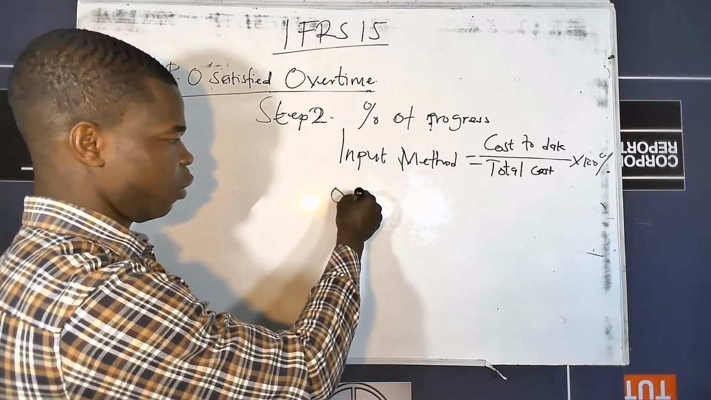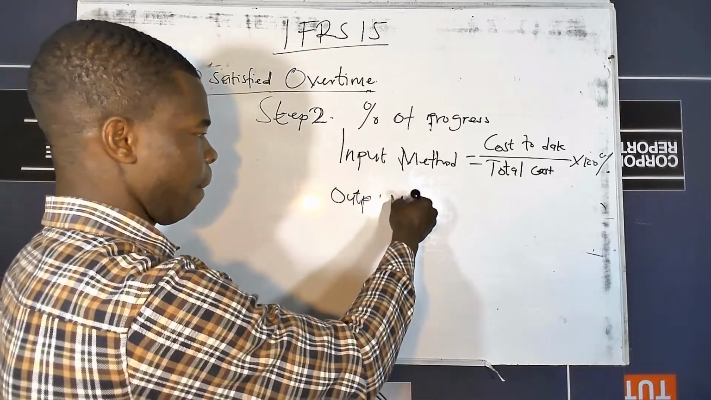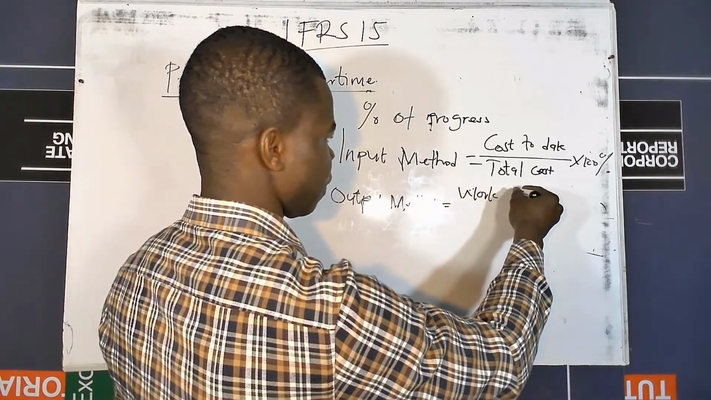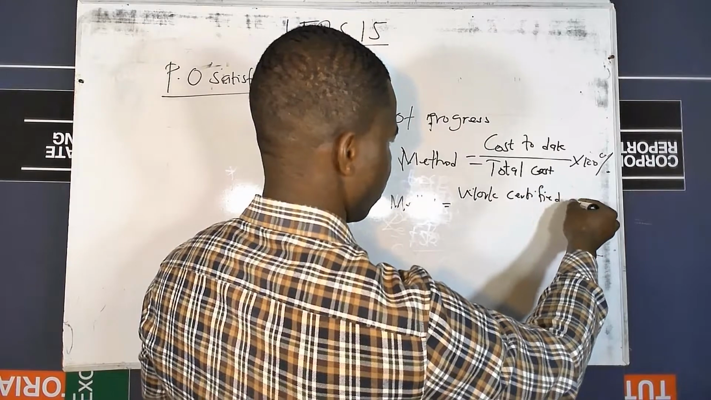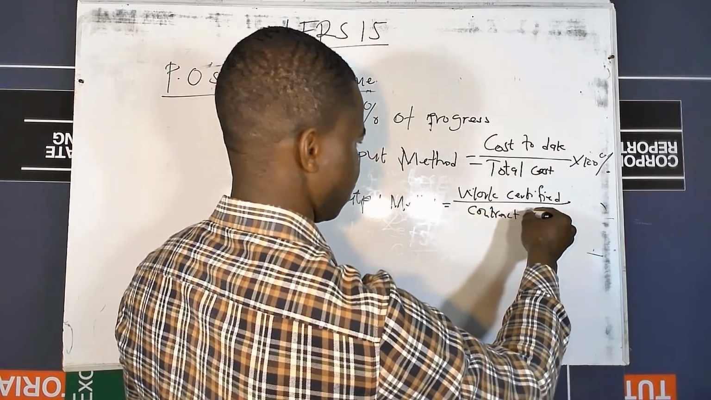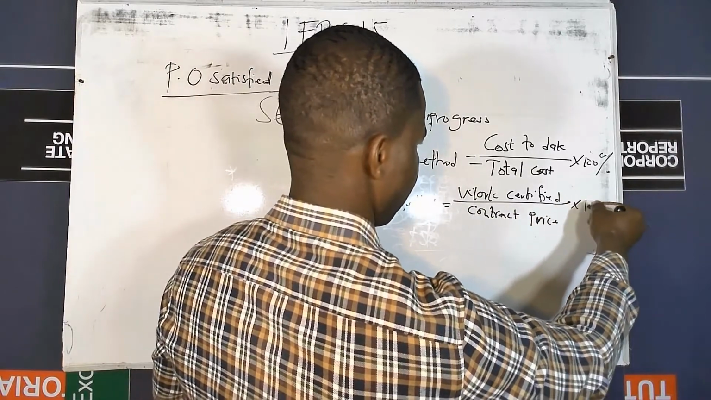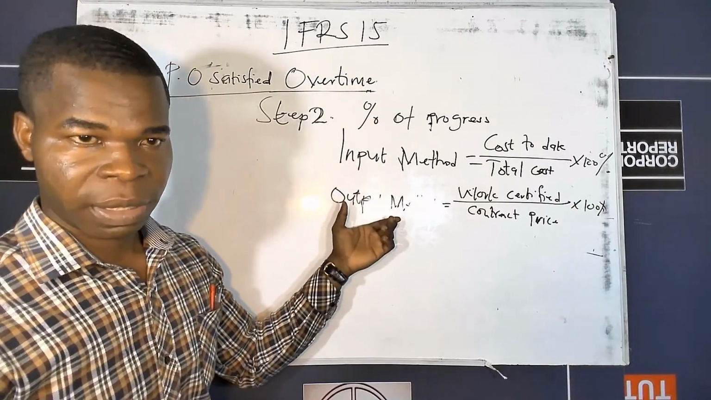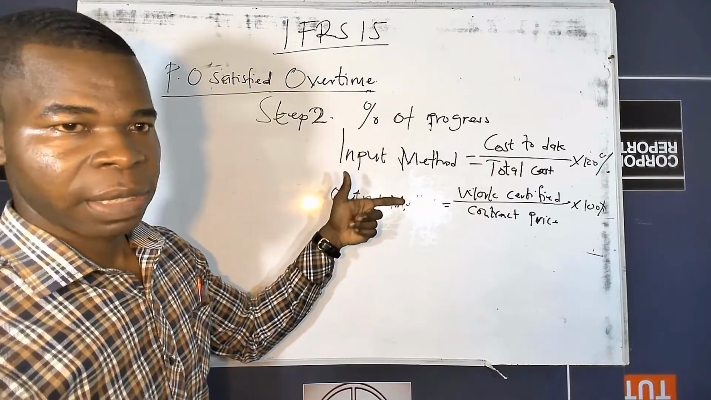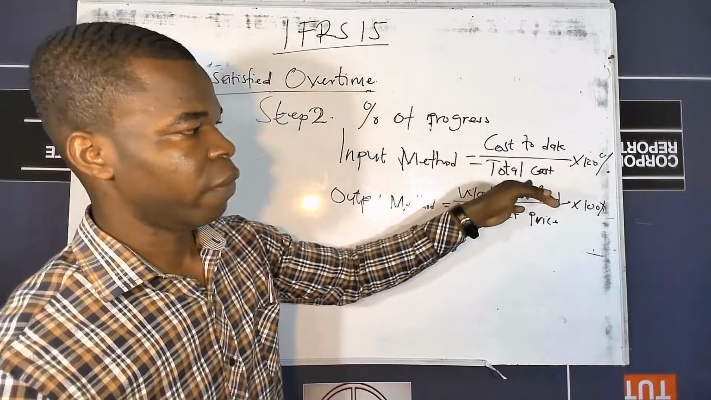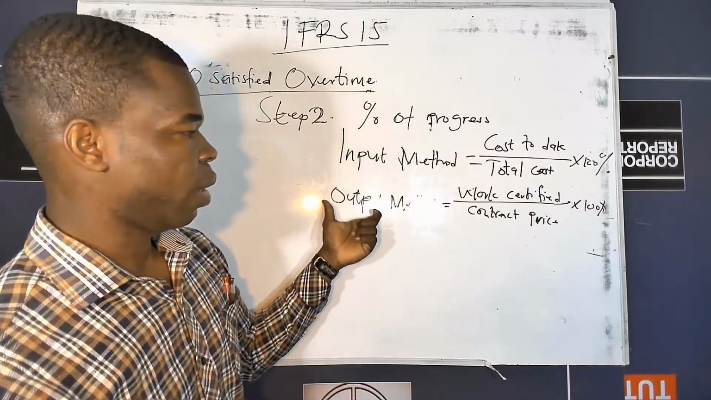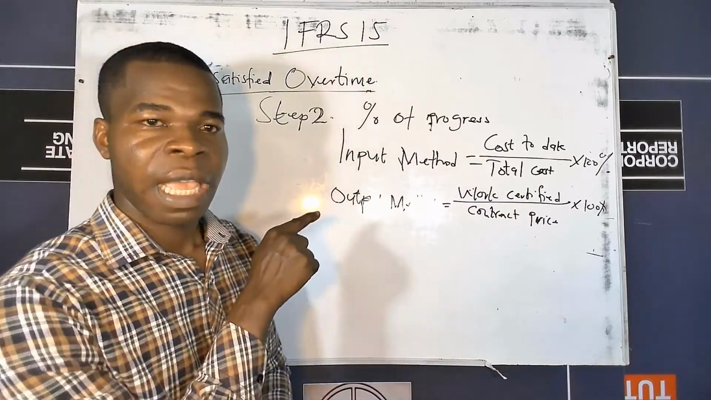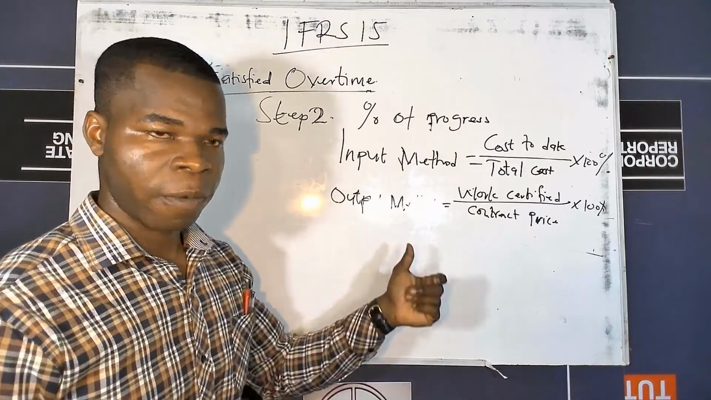Now, if you are using the output method, then it's going to be your work certified over your contract price multiplied by 100%. So it's either you are using the input method or you are using the output method. If you are using the input method, remember that it's going to be your cost to date divided by your total cost. And if you are using the output method, then it's going to be your work certified over your contract price.